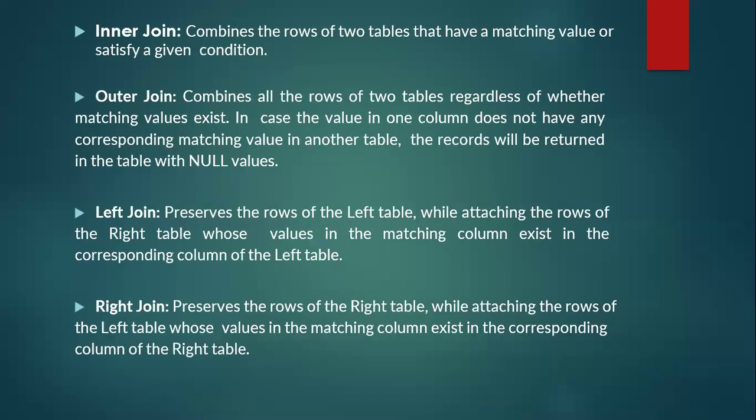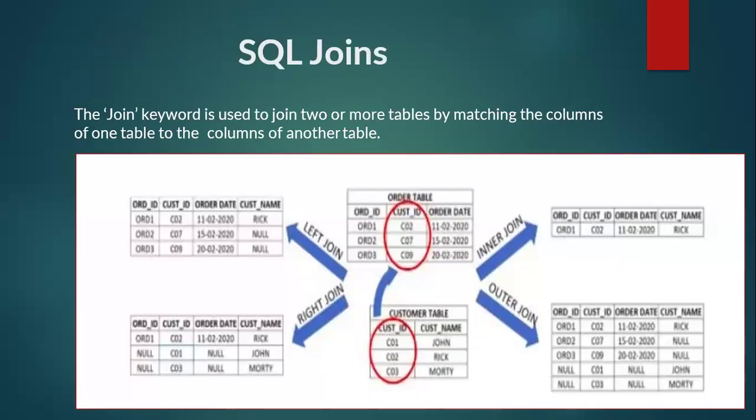Okay, great. Now the next type of join is left join. It preserves the rows of the left table while attaching the rows of the right table whose values in the matching column exist in the corresponding column of the left table. So basically, what does it mean? Left join will return all the records from the left table and the matching records from the right table. Now just look at the upper left corner, the resultant table from left join. You can see there are only C02, C07 and C09. All these three records are present in the order table.